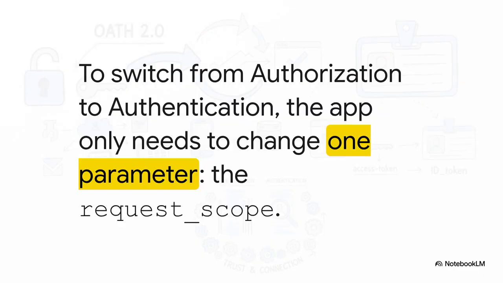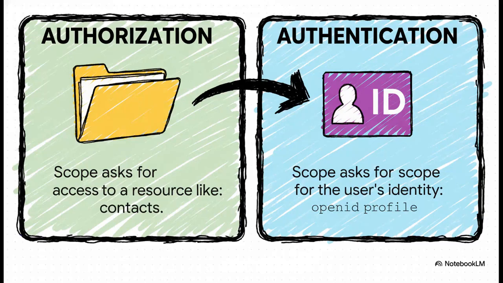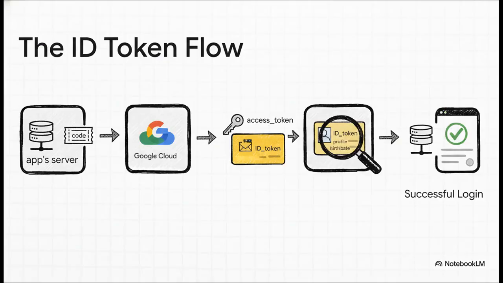To switch from asking for permission to asking for an identity, you only have to change one tiny little thing in that very first request we saw a few minutes ago. And there it is. That's the whole magic trick. Instead of setting the request scope to something like contacts, the app just sets it to OpenID and profile. That simple change is like a signal to Google that says, hey, I'm not here to get data. I'm here to find out who this user is so I can sign them into my own app. It's that simple.